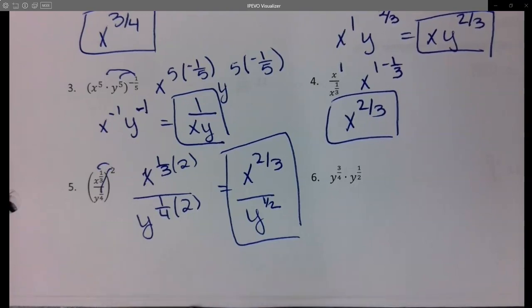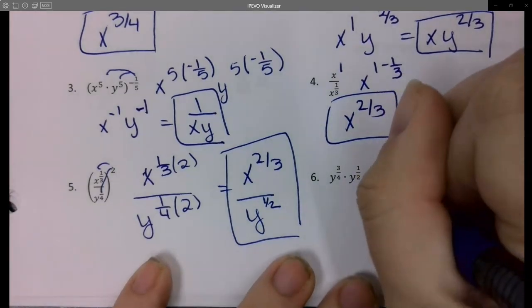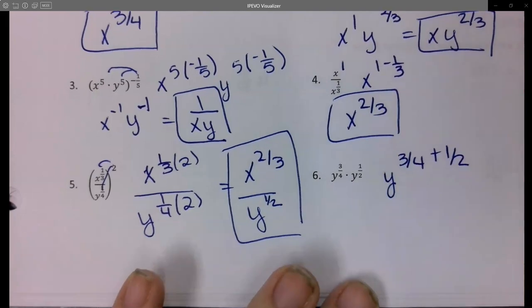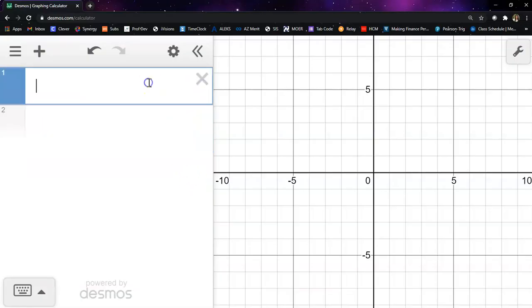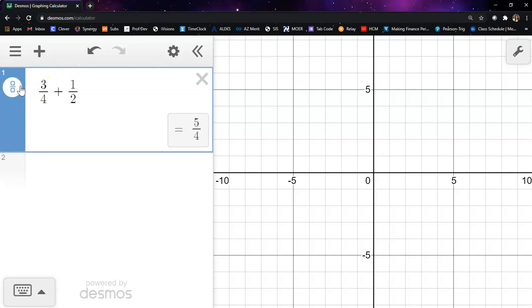Number 6, because they have the same base, the exponents get added. So I'm going to have 3/4 plus 1/2. So I can go back to Desmos and add these, which gives me 5/4.